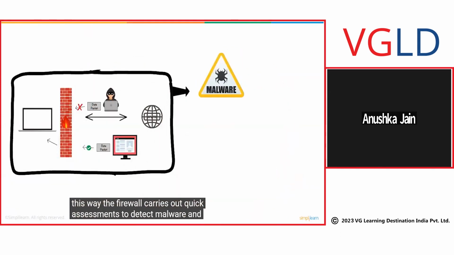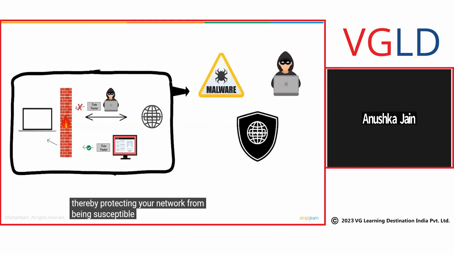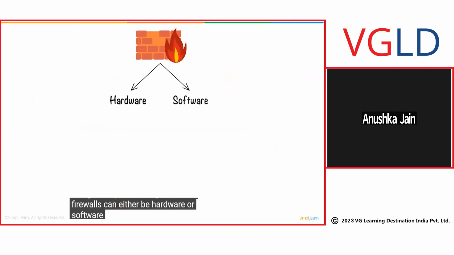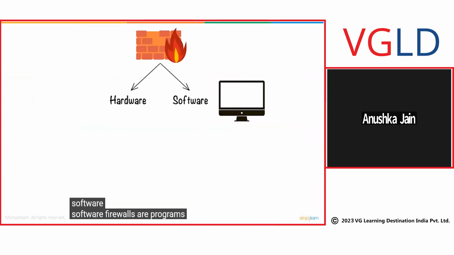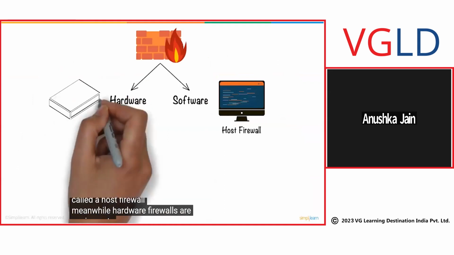This way, the firewall carries out quick assessments to detect malware and other suspicious activities, thereby protecting your network from being susceptible to a cyber attack. Firewalls can either be hardware or software. Software firewalls are programs installed on each computer. This is also called a host firewall.